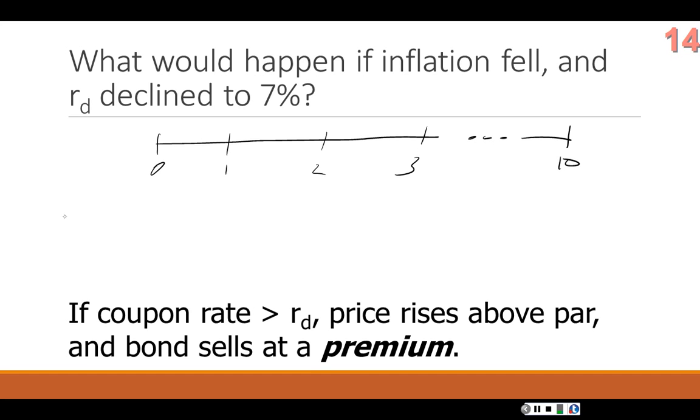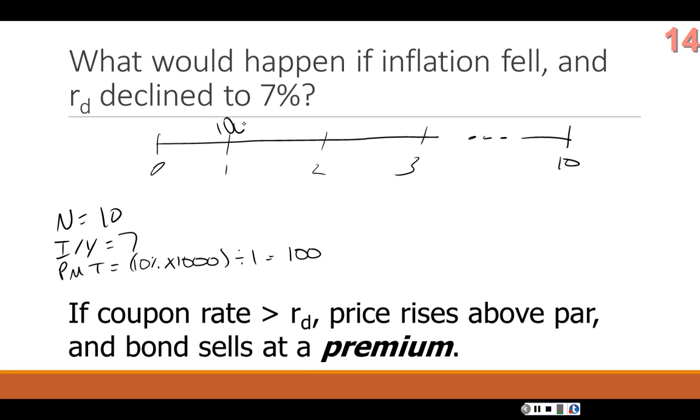So here we still have our same example, a 10-year maturity bond. The only thing that has changed is the market interest rate. It is now 7%. The payment is equal to the coupon rate times the face value, divided by the number of periods per year, and that's 100. So we're going to receive $100 every year.